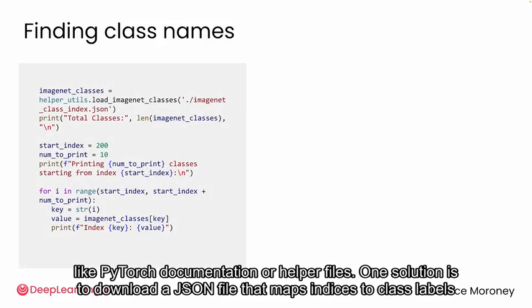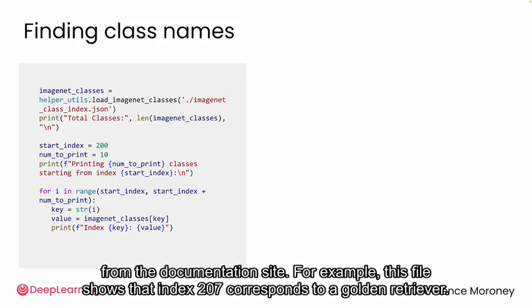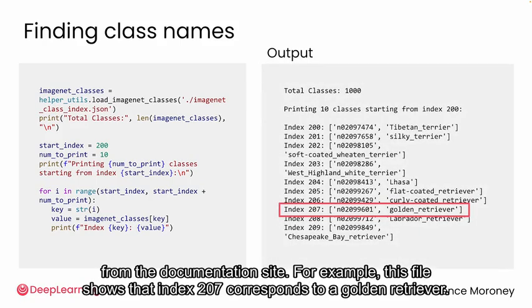One solution is to download a JSON file that maps indices to class labels from the documentation site. For example, this file shows that index 207 corresponds to a golden retriever.